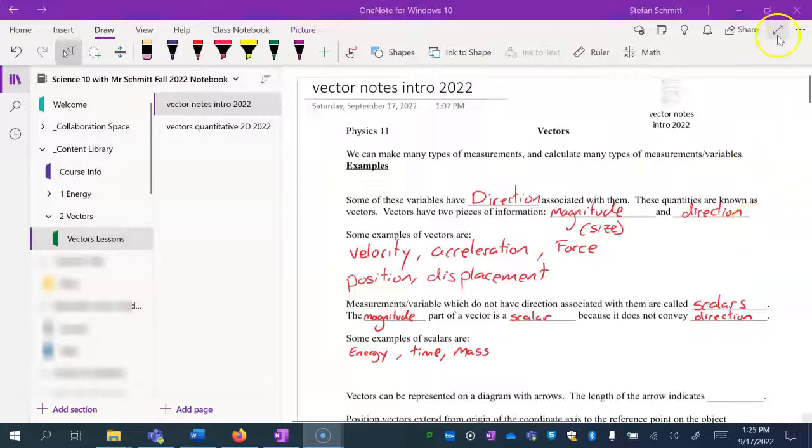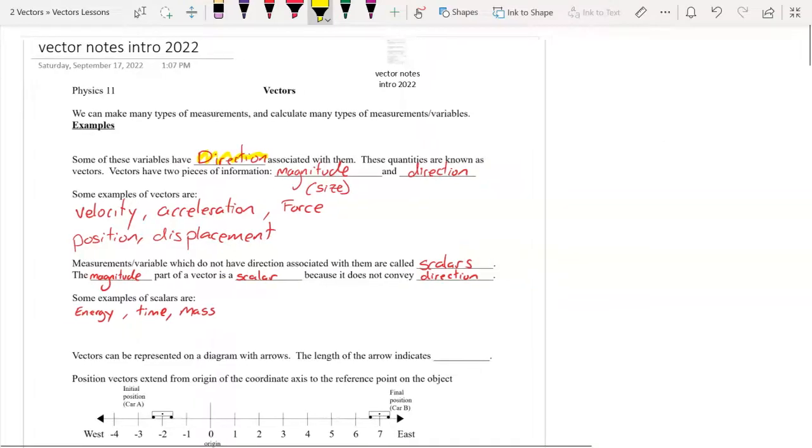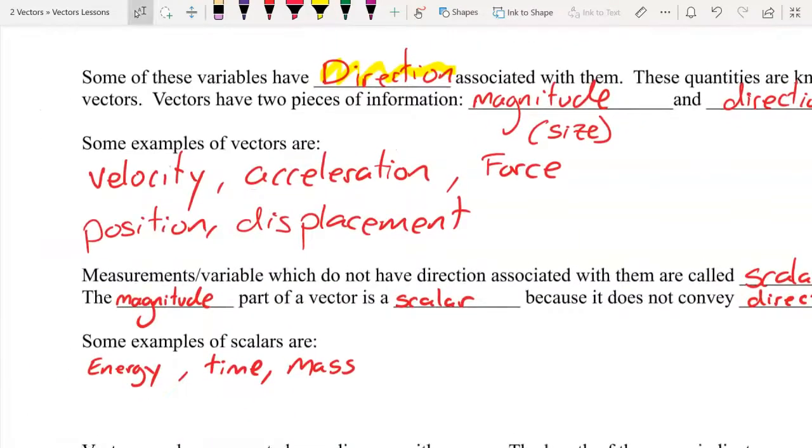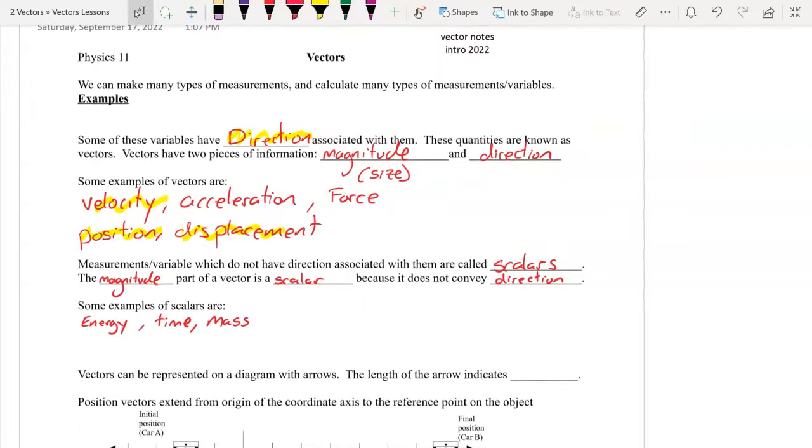Hello, everybody. Let's learn about vectors. So, vectors are variables that have direction associated with them, and we've already seen a few of these vectors in our course. We've learned about position, displacement, and velocity, and we're going to learn about acceleration and force next.